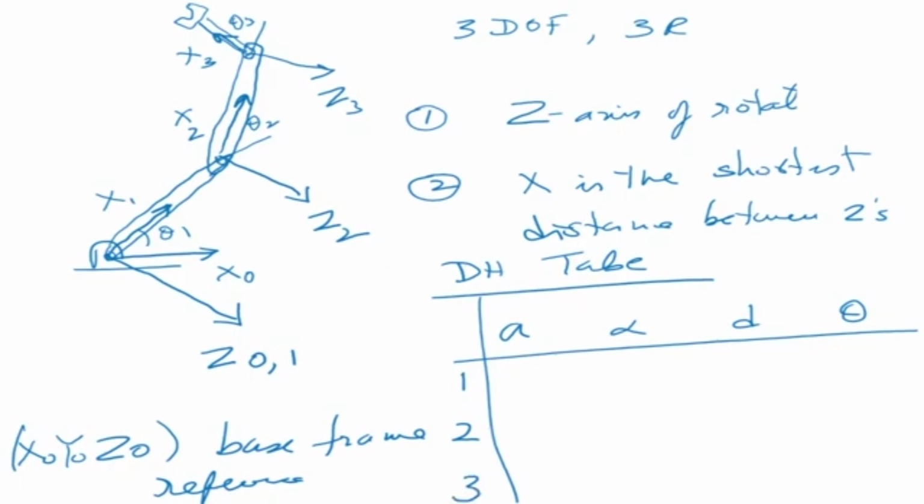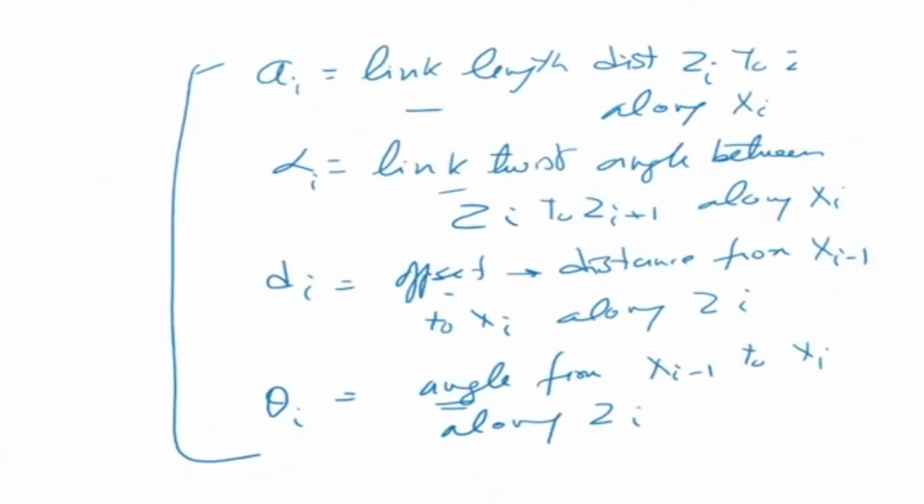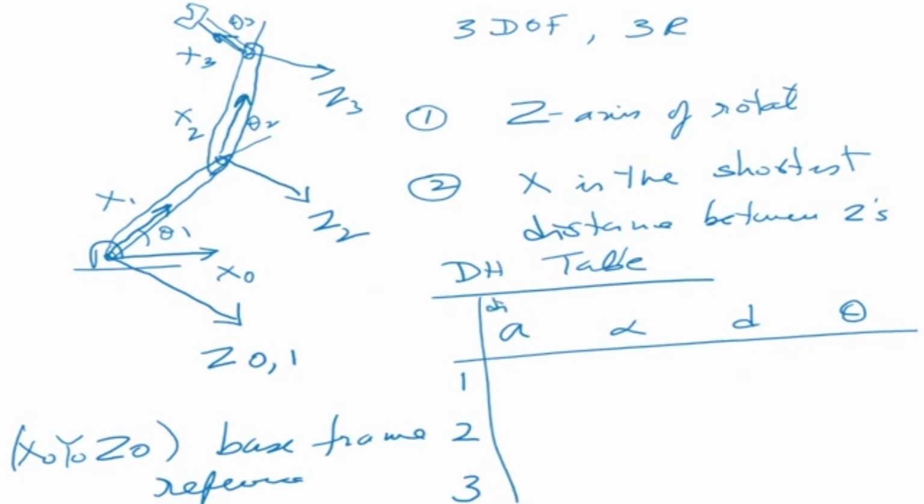Now, in order to remember what we have seen here: a is the distance between z's, alpha is the angle between z's, d is the distance between x's, and theta is the angle between x's. So these two have to do with z's, these two have to do with x's. Okay, there is no y in there. So one is an angle, the other one is a distance. If you just want to remember, just write: this is distance between z's, this is angle between z's, this is distance between x's, and this is angle between x's. Okay, just to remember which one is what.